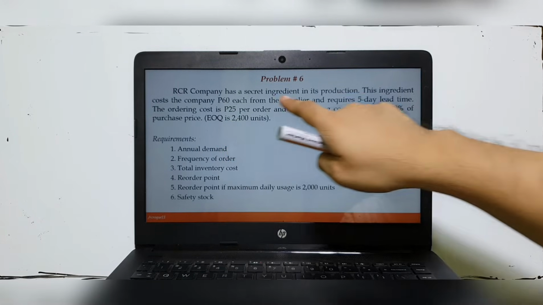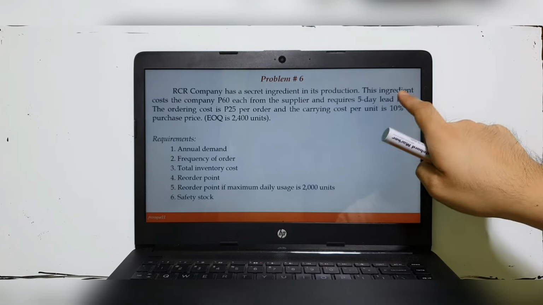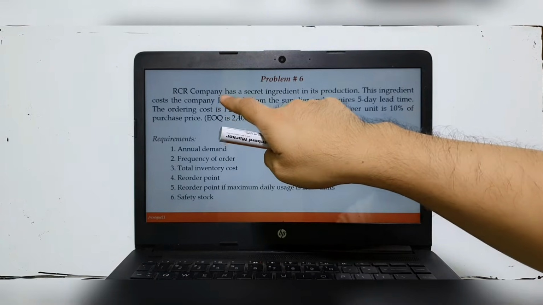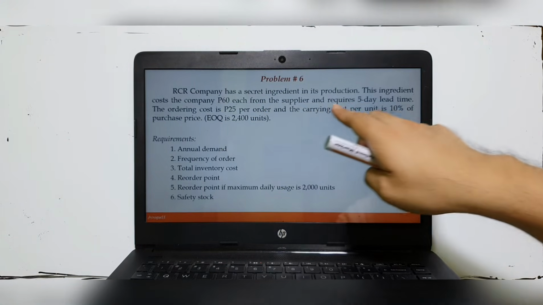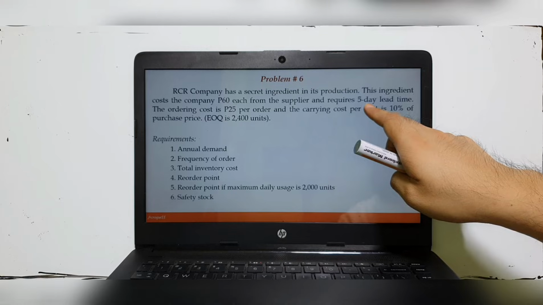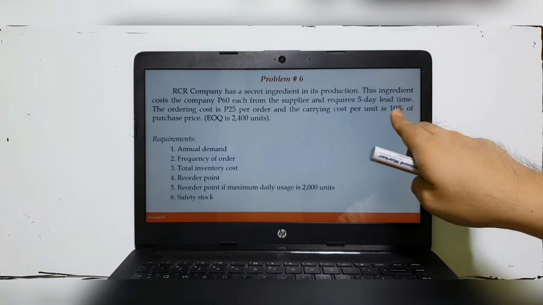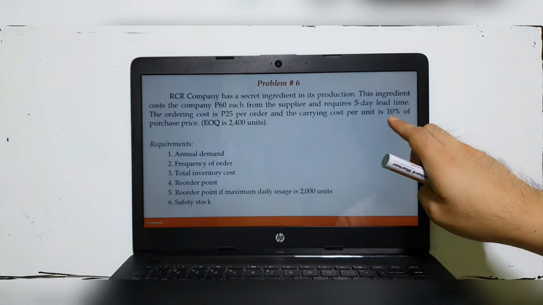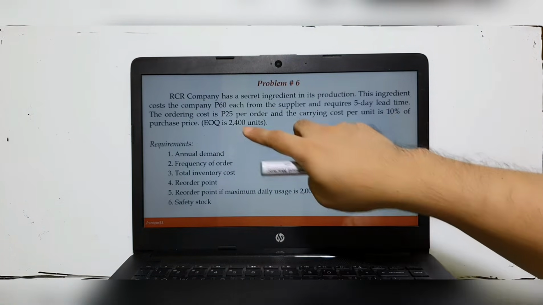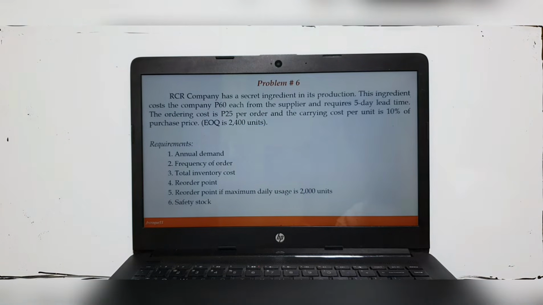Okay? So, the company has a secret ingredient. This ingredient costs that the company 60 pesos from the supplier. And then it requires 5-day lead time. So, the ordering cost is 25. The carrying cost is 10% of the purchase price. The purchase price is 60. So, the carrying cost is 6. Okay, so EOQ is 2,400 units. So let's solve for the requirements.